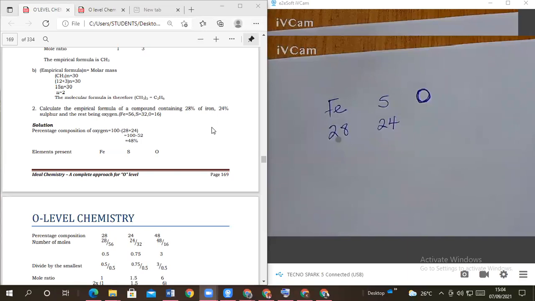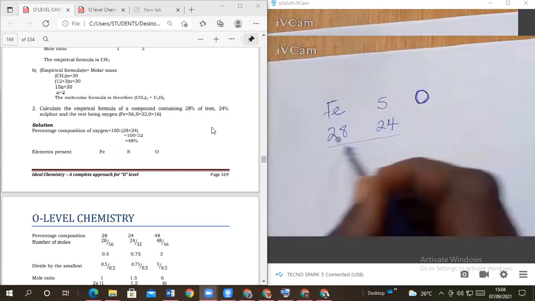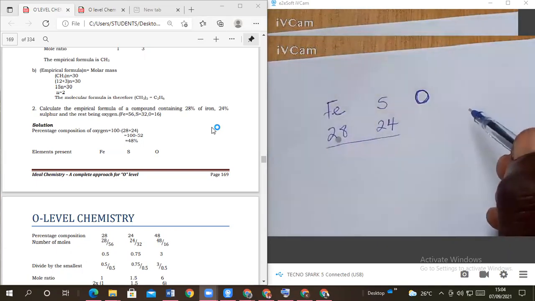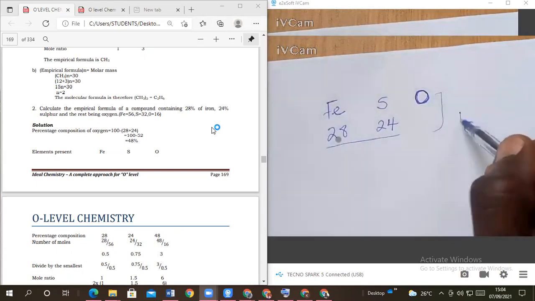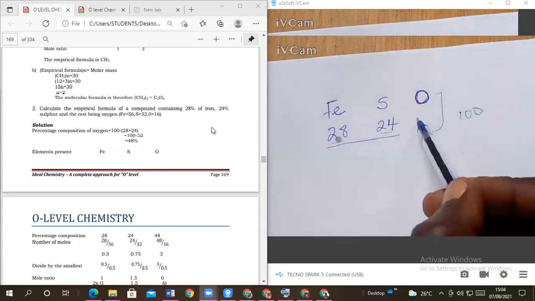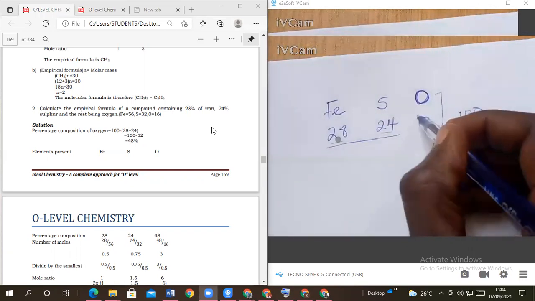How do you get it? What is the total percentage? The total percentage is 100. So if you add this plus this, minus 100, the remaining one is for oxygen. It is 48. Okay.